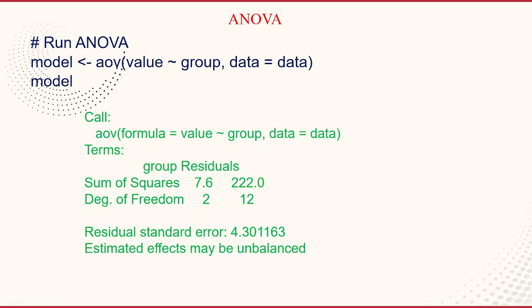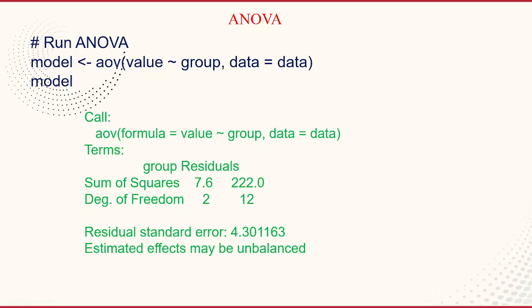The sum of squares is 7.6, and residuals 222. The degrees of freedom are 2 and 12. The residual standard error obtained is 4.301163. Estimated effects may be unbalanced. This is the data obtained from the model, which uses that data file, the data.frame file.